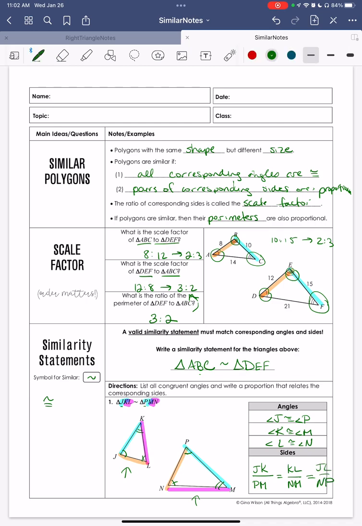And I always like to double check myself and look back here and say, okay, every pair of sides up here, JK, KL, and JL, they all came from the same triangle. So I want to make sure I've got all one triangle across the top and all the other triangle across the bottom.